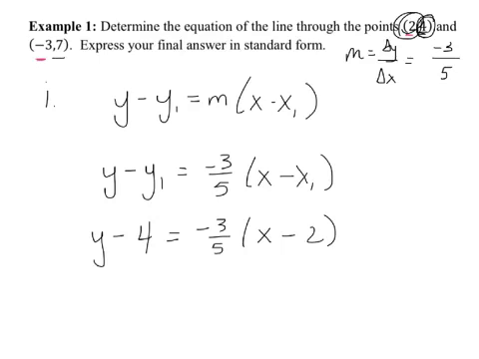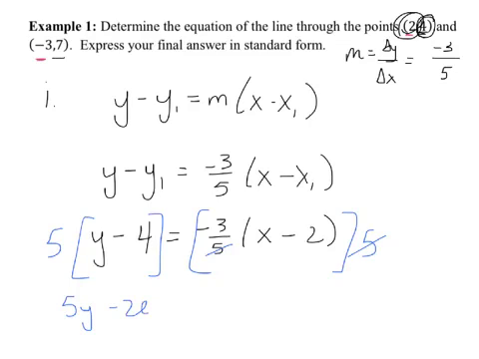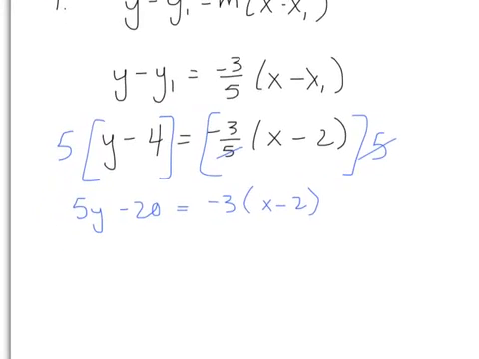And then if I want to put this into standard form, I could realize right away, well, you know what? I need to get rid of a 5 because there's a 5 in the denominator of the slope. So multiply the entire equation by 5 on both sides. Cancel, cancel. This becomes on the left-hand side 5y minus 20, and on the right-hand side negative 3 times x minus 2. Distributing the negative 3, we're going to end up with negative 3x plus 6.